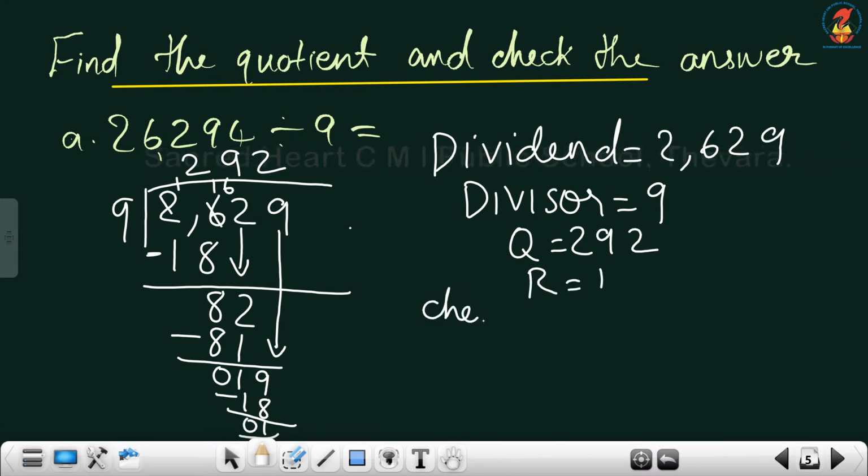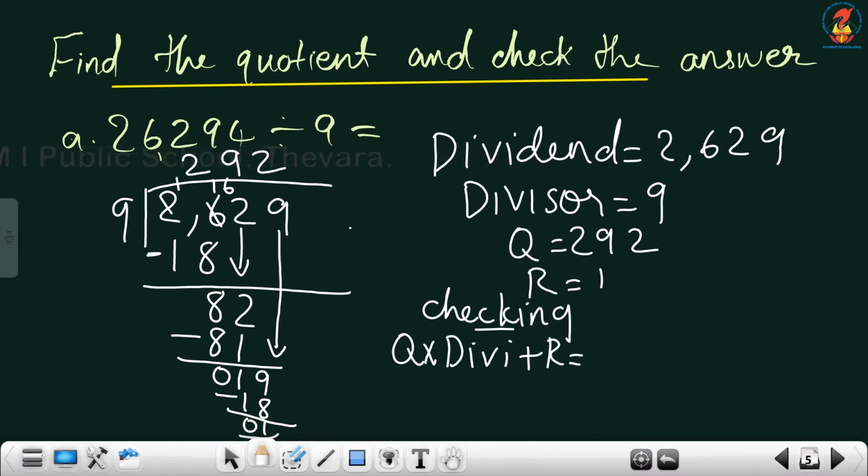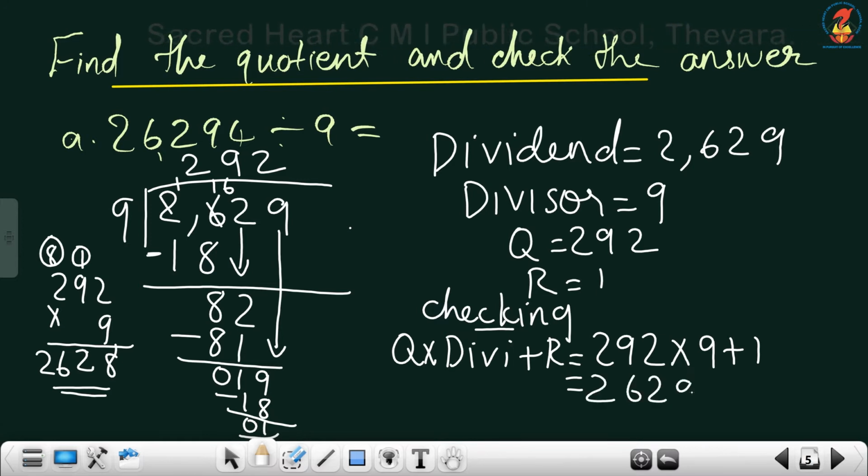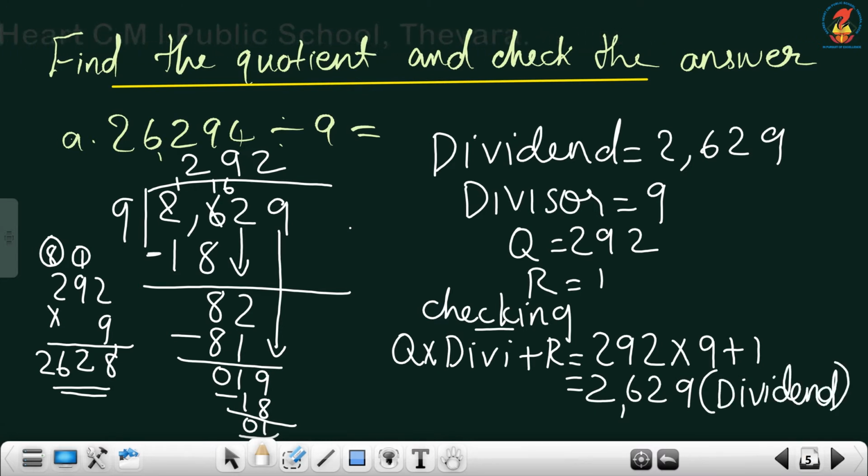I need to check whether my answer is correct or wrong in the division. Checking: quotient into divisor plus remainder. Quotient is 292 into divisor 9 plus 1. I will check it here. 292 into 9. 9 2s are 18. 9 9s are 81 plus 1, 82. 9 2s are 18 plus 8, 26. Plus 1, I will get what? 2629. That is the dividend. My answer is correct in the division, right? Is it clear?